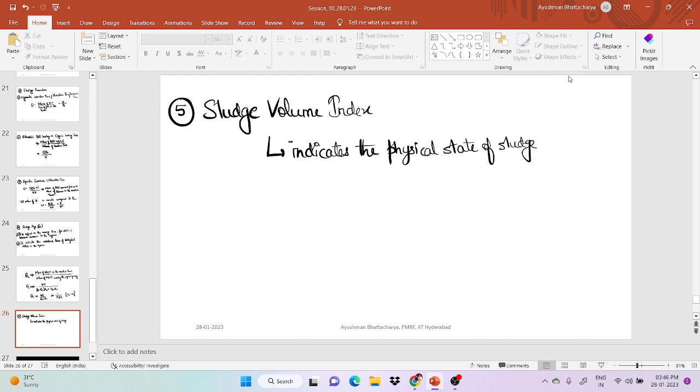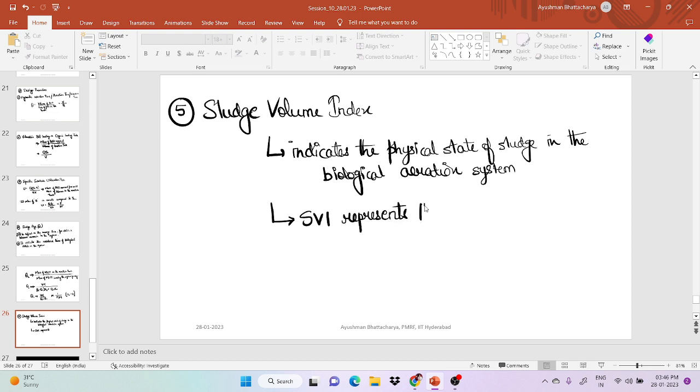It indicates the physical state of sludge in the biological aeration system. Basically, it represents the degree of concentration of sludge in the system.